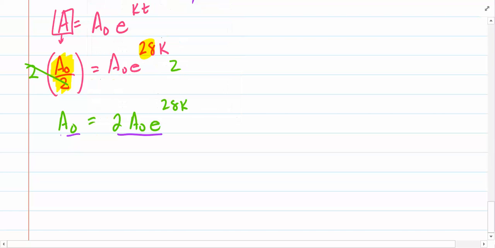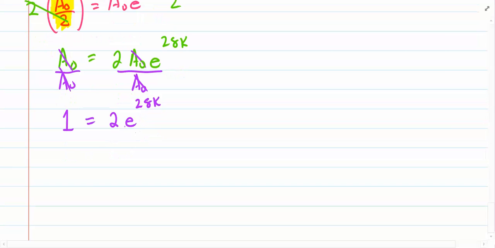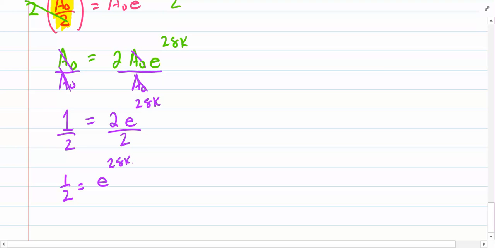So 1 is now equal to 2 e to the 28k. Then we can divide by 2. So check that out. 1/2 is now equal to e to the 28k. And the reason is because it doesn't matter how much you start with. Half-life is not dependent on how much you start with. It just tells you that in 28 years, this substance will be half of what you started with. So it makes sense that the algebra supports the concept that it's regardless of how much you start with.